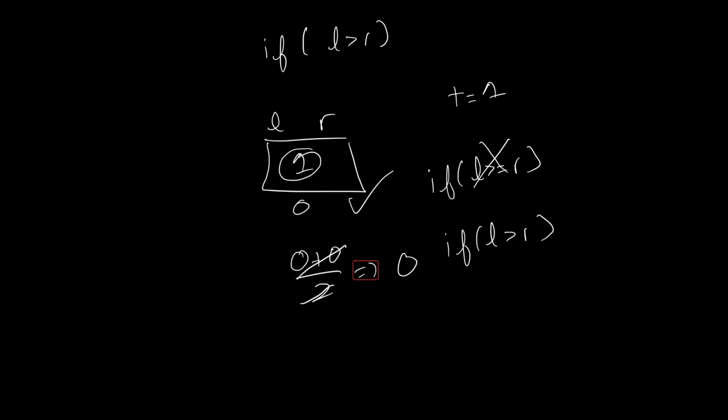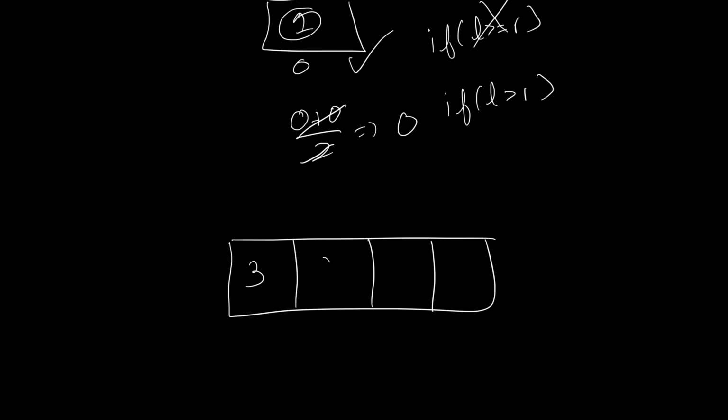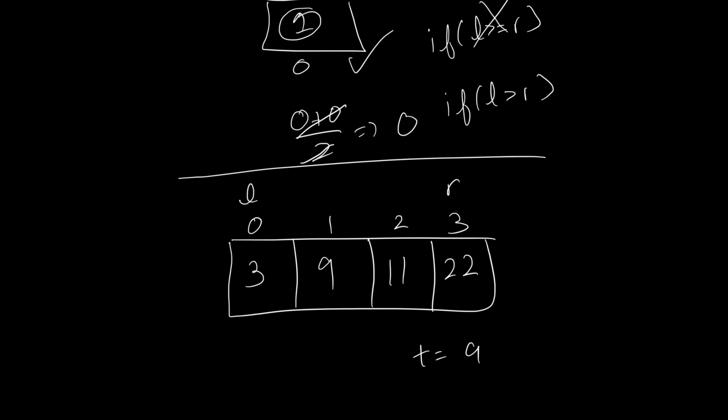Hopefully that's clear. Again, try drawing the calls, try doing your own. For example, I'll give you an array: 3, 9, 11, 22, 0, 1, 2, 3. Left is here, right is here, and the target that I'm giving you is 9, right? Try solving this question, try doing the calls on your own, so when the time of the midterm comes, you already have a solid understanding of binary search.